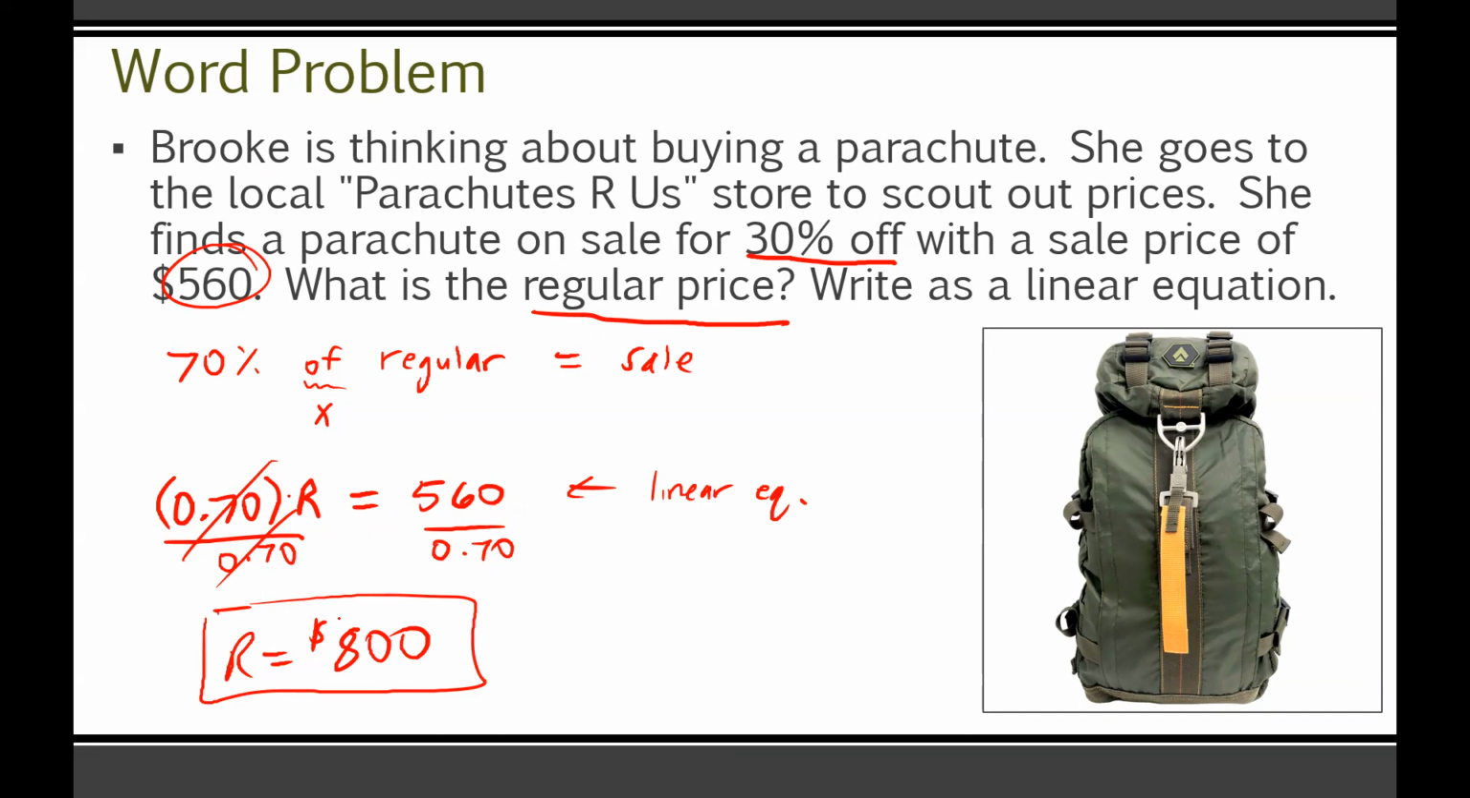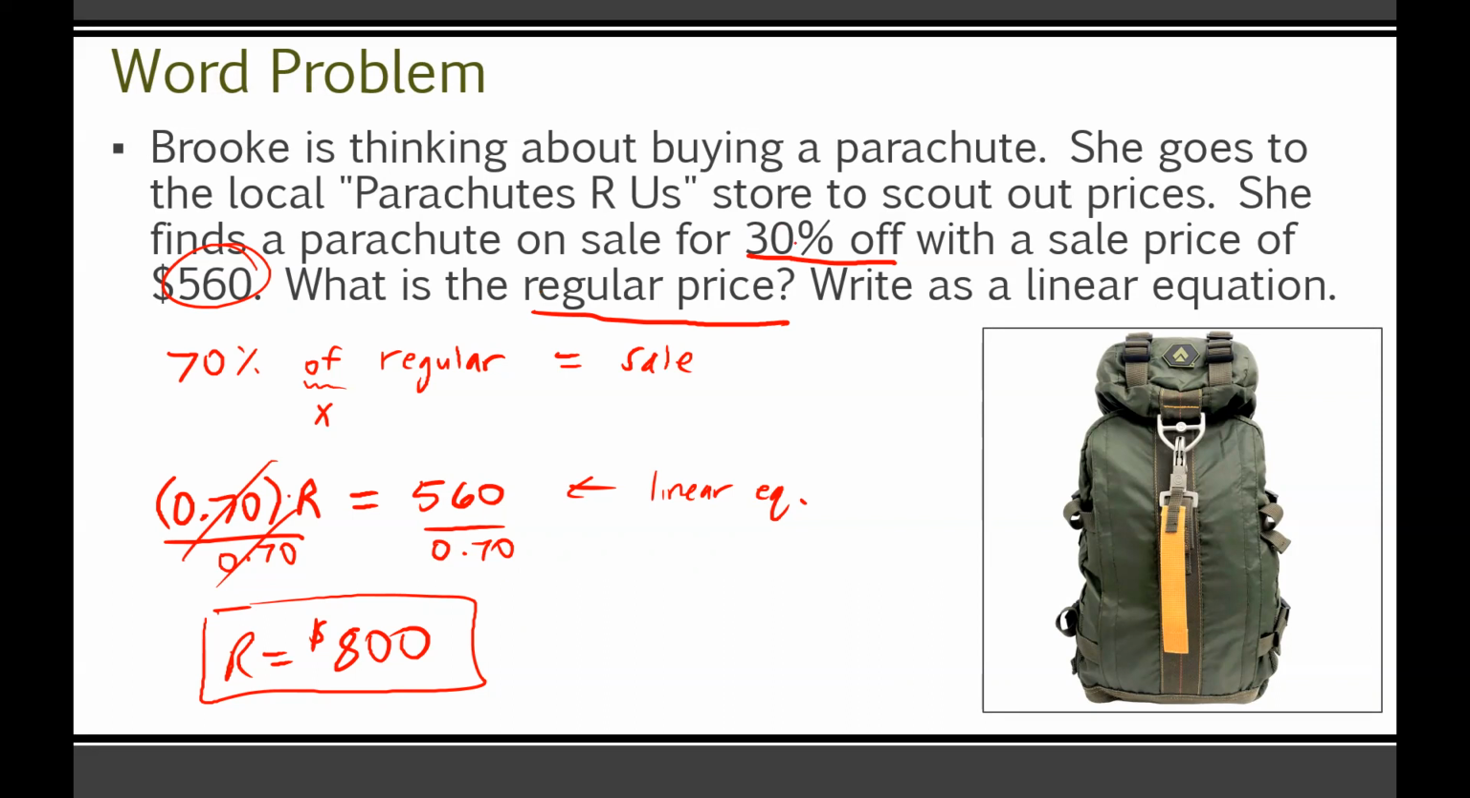So a way of checking your work here, I guess, would be to say, all right, does that seem realistic? The original price being $800, if you took 30% off of that, which isn't even close to half, somewhere between like half and 25% off, does that seem realistic? Well, personally, I think it does, because half off of $800 would be $400, and our sale price was actually $560. So it seems pretty realistic to me.